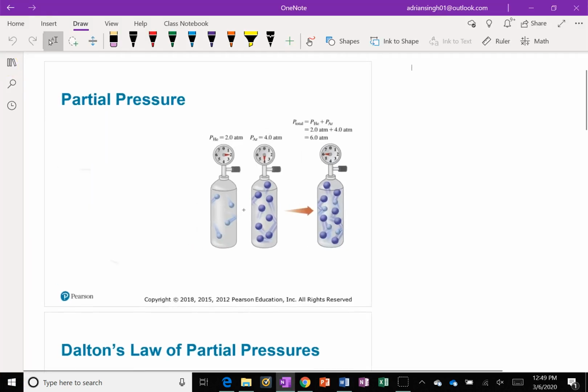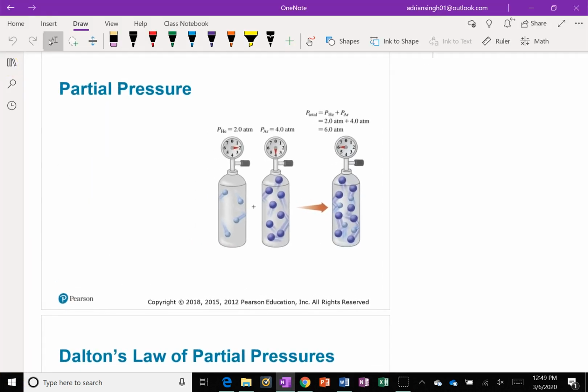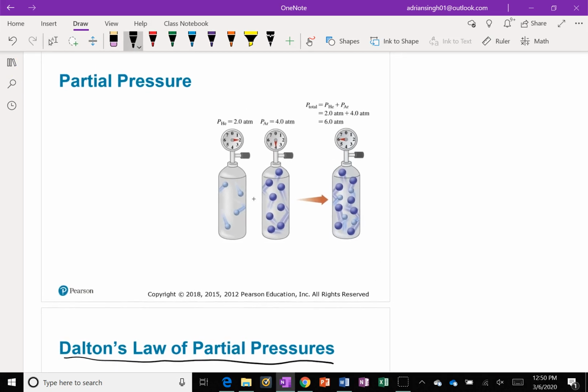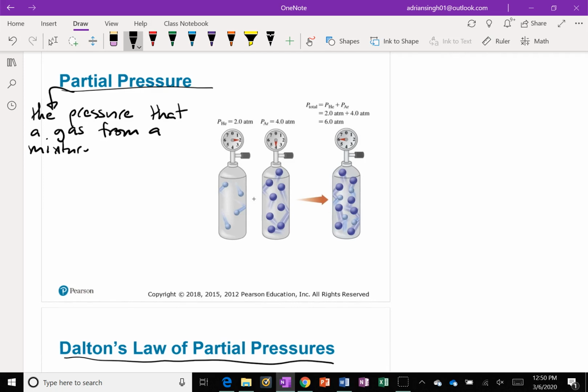Okay, and then the last law we'll take a look at is called Dalton's Law of Partial Pressures. In order to explain this, we need to first define what partial pressure is. Partial pressure we can define as the pressure that a gas from a mixture of gases would exert if it were by itself.